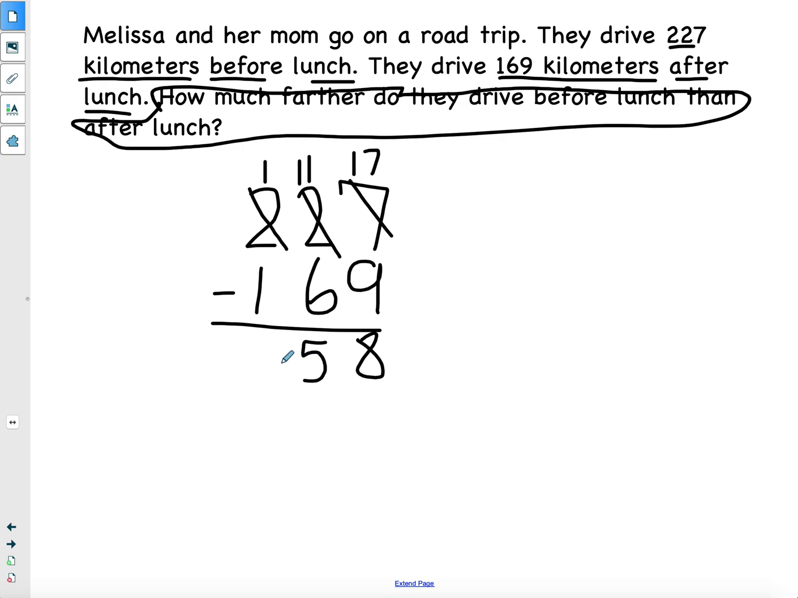And 1 minus 1 is 0. So I don't have to write anything. I can write 0 if I want, but I don't like to because there's no need. So 58. So they drove 58 more kilometers before lunch than after lunch.